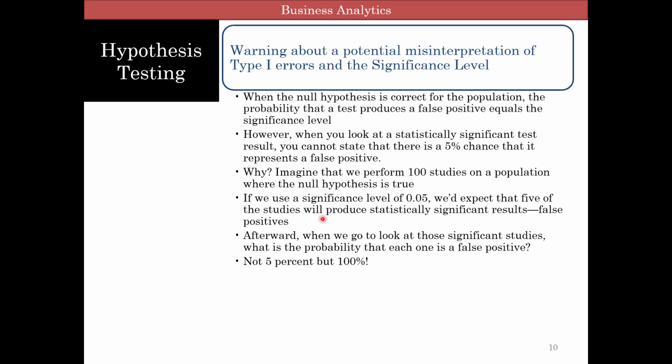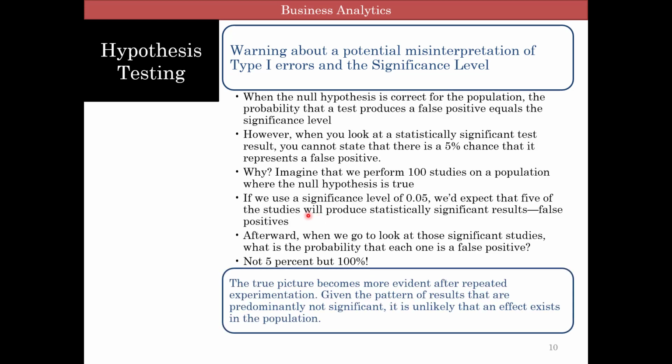But afterwards, when we go look at these significant studies, what is the probability that each one is a false positive? It's not 5%, it is 100%. They are all false positives. And that's why you want to be careful how you interpret type 1 errors and significance levels. So really the true picture of any kind of hypothesis becomes evident after repeated testing. Given the pattern of results is predominantly not significant, it's unlikely that an effect exists if we keep getting non-significance.